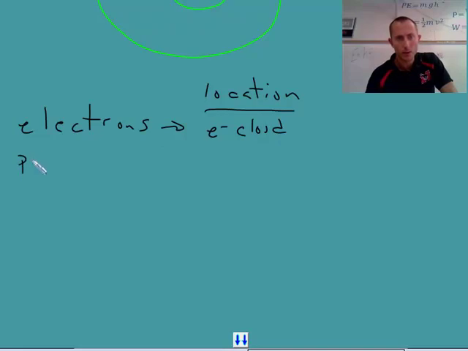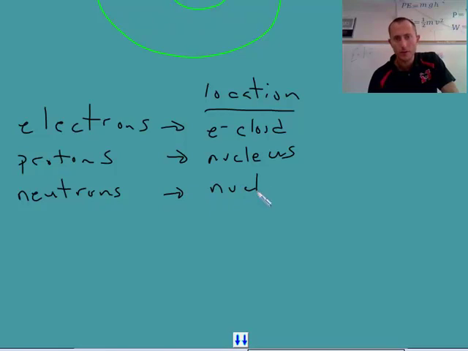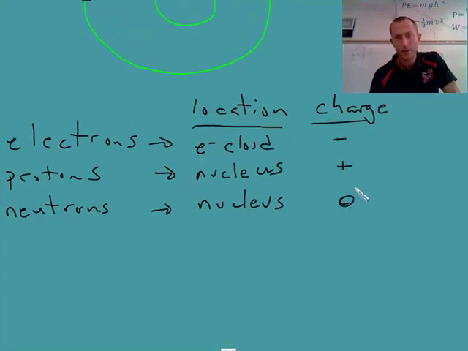The protons, which are positively charged particles, are in the nucleus itself. And along with the protons, we have a third particle, which we know about thanks to James Chadwick, called the neutron. And neutrons, as may be guessed from their name, are neutrally charged. They are also in the nucleus. And so, charge: electrons are negative, protons are positive, and neutrons have zero charge.